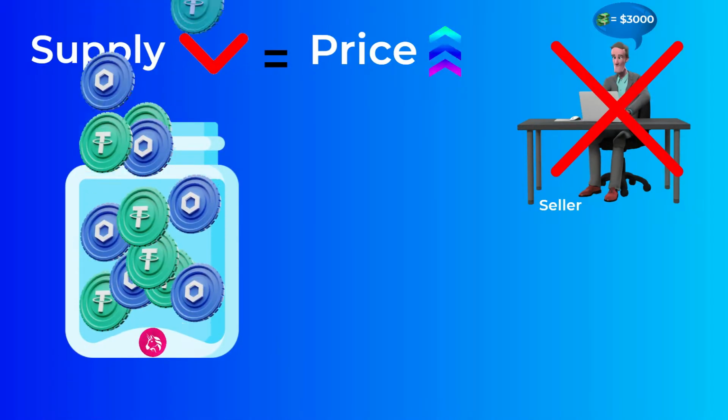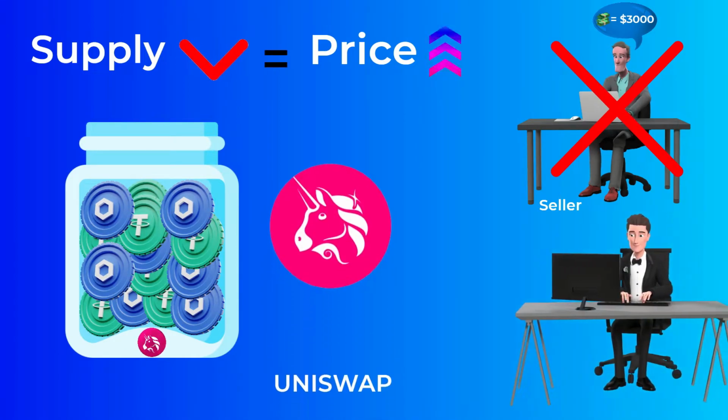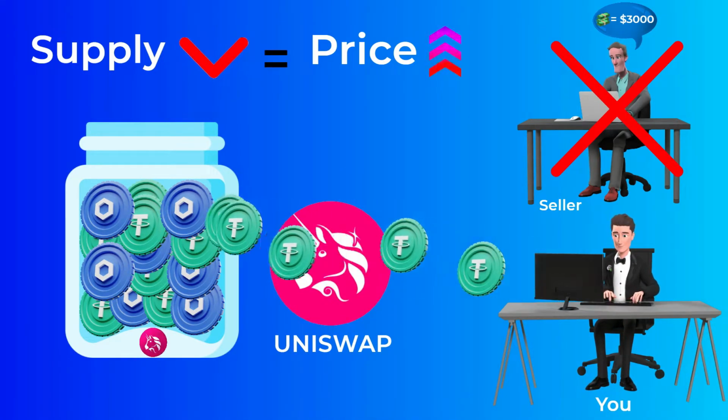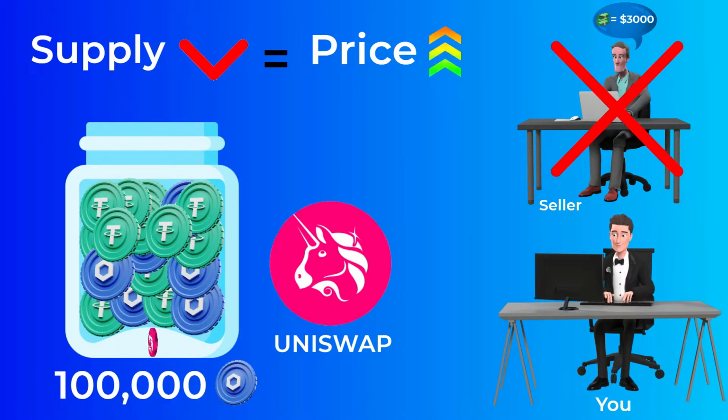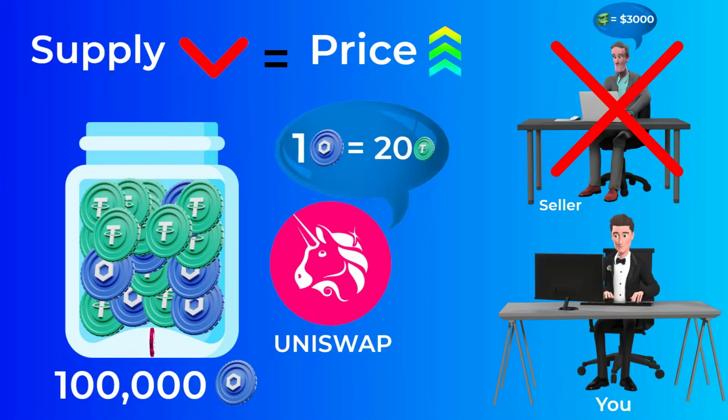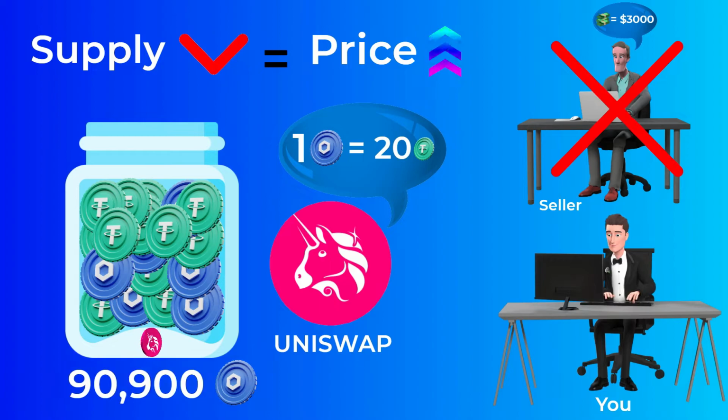So when Uniswap has a small amount of Link tokens, it increases the price you need to pay for each Link token. So for example, if Uniswap has 100,000 Link tokens stored, it will sell you one Link token for 20 tether. And if the amount of Link dropped to 90,000, it will then sell you one Link token for 25 tether. And as the amount of Link decreases even more, Uniswap will continue to raise the price more and more, until the amount of Link tokens increases again.